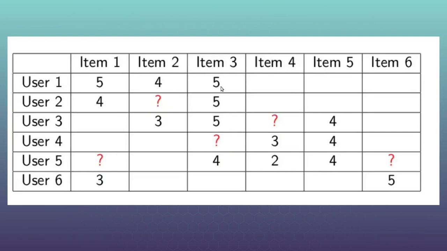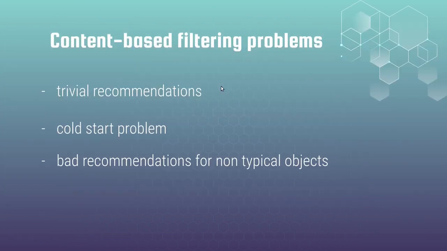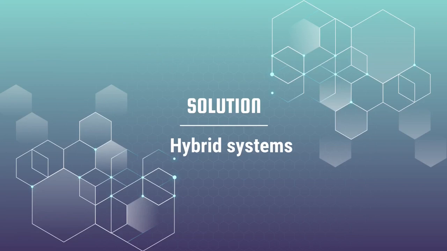Content-based filtering is not perfect also. Here we have the next problems: trivial recommendations again, the cold start problem, which is the same, and bad recommendations for non-typical objects. So what is the current solution? It is hybrid systems that are using both approaches at the same time, and it is the latest trend in the market.